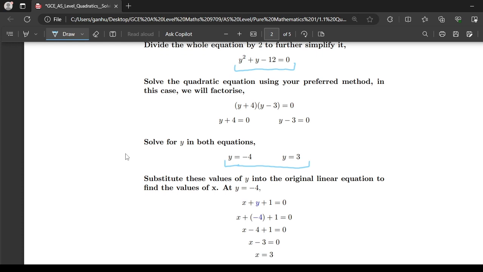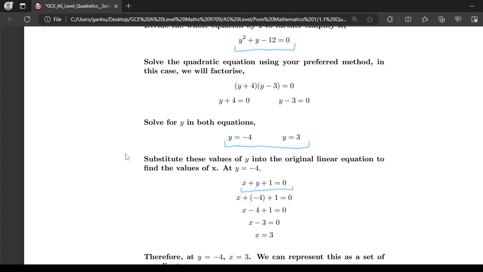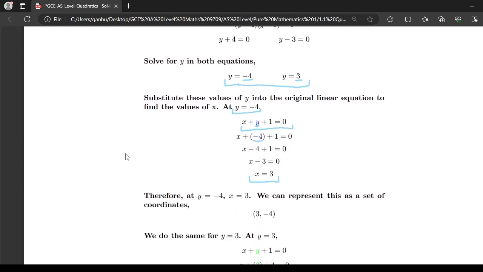Now that we have the y values, we can also find the x values. So we go back to our linear equation and notice that here we have y. Substitute that y with the values we have found. And so let's start with when y is negative 4. When y is negative 4, we substitute y with negative 4 and we simplify, we get x is equal to 3. And then we can represent this as a set of coordinates. The x value is 3 and the y value is minus 4.